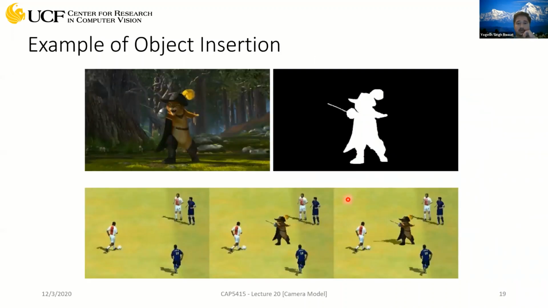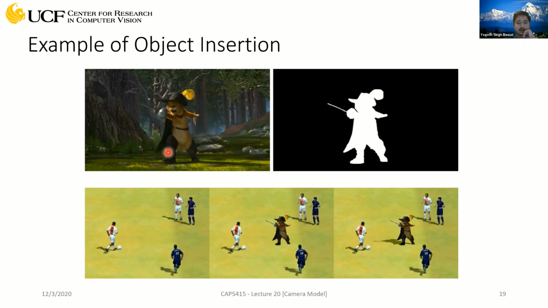So let me try to motivate you and give you some examples where this is used. So this is a very classical example where we have to insert some objects in any scene. It could be just an image, it could be a video as well. So here we are showing an image insertion.